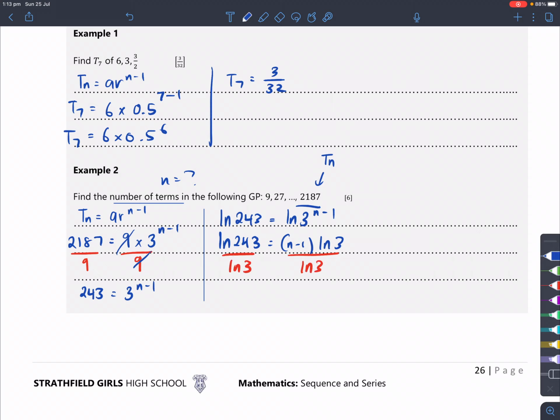So dividing that over, now let's check. Log of 243 divided by log 3 will be the number 5, exactly. 5 is equal to n minus 1, which leaves our final step, which is to add 1 to both sides. So therefore, n would equal 6, the 6th term. So the 6th term here is 2187.